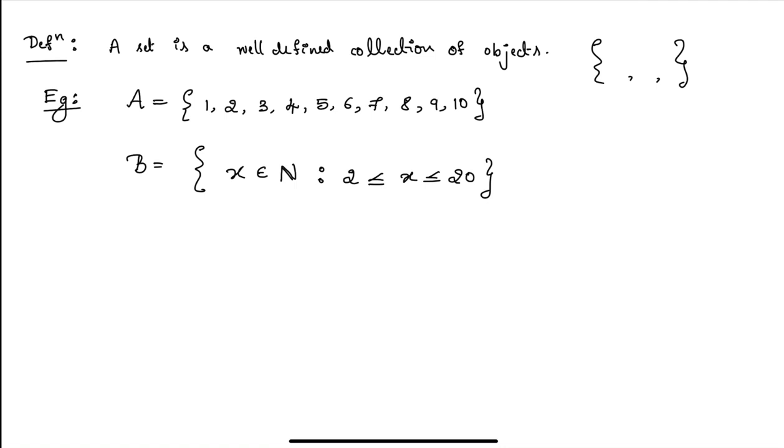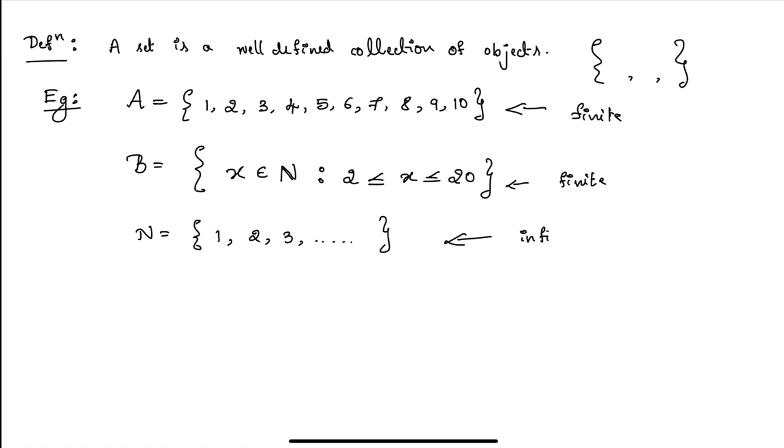Suppose I am collecting all the natural numbers for the infinite set, we just put these dots. This denotes a set is infinite. So you can see that set A is finite, set B is also finite, and the natural number set is infinite.